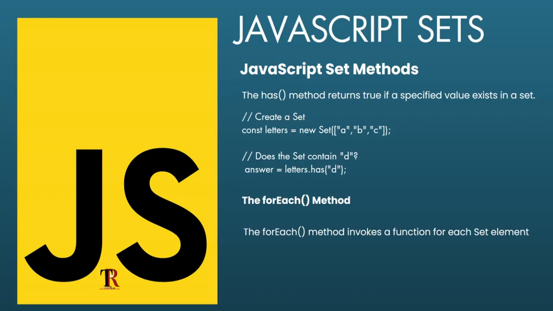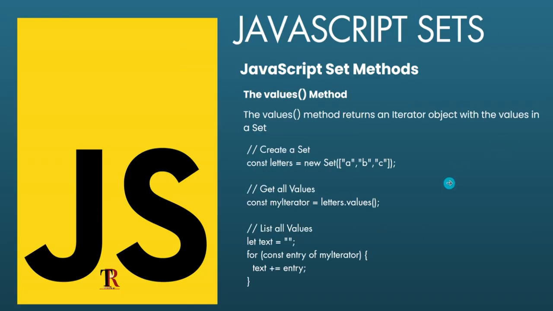So in this lesson, we are going to move on and talk about another method that exists in JavaScript for working with sets, and it is called the values method. The values method returns an iterator object with the values in a set. So just as the forEach method invokes a function on each set element, the values method instead returns an iterator object with the values in a set, which means that the result of a values method is an object with the values that are contained in a set.